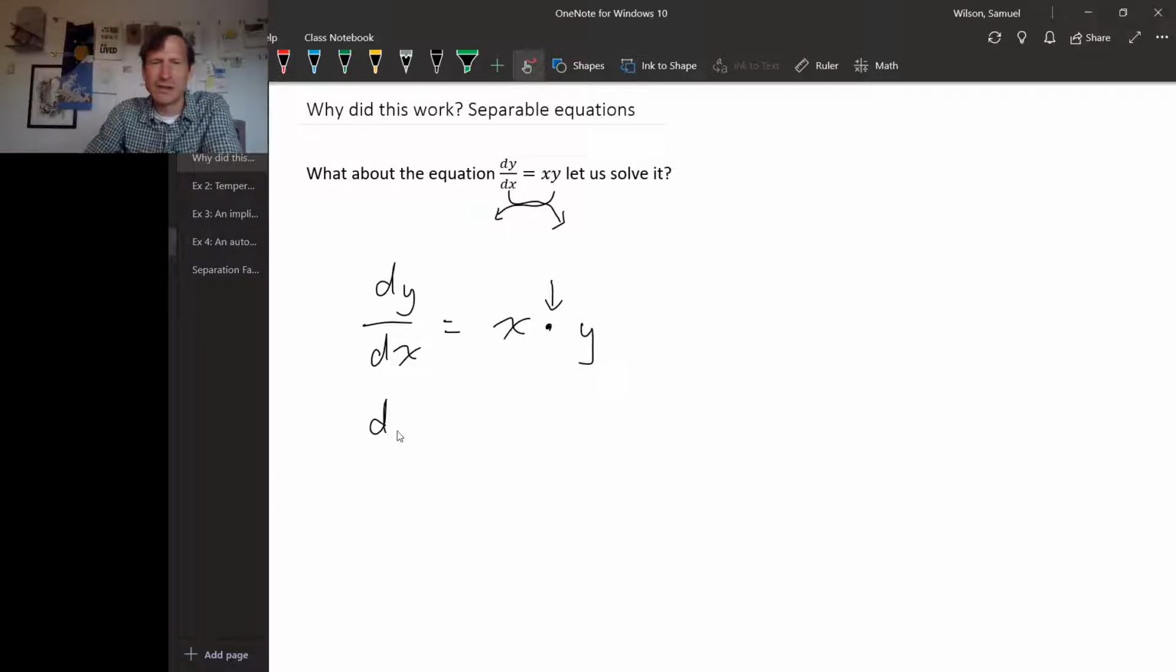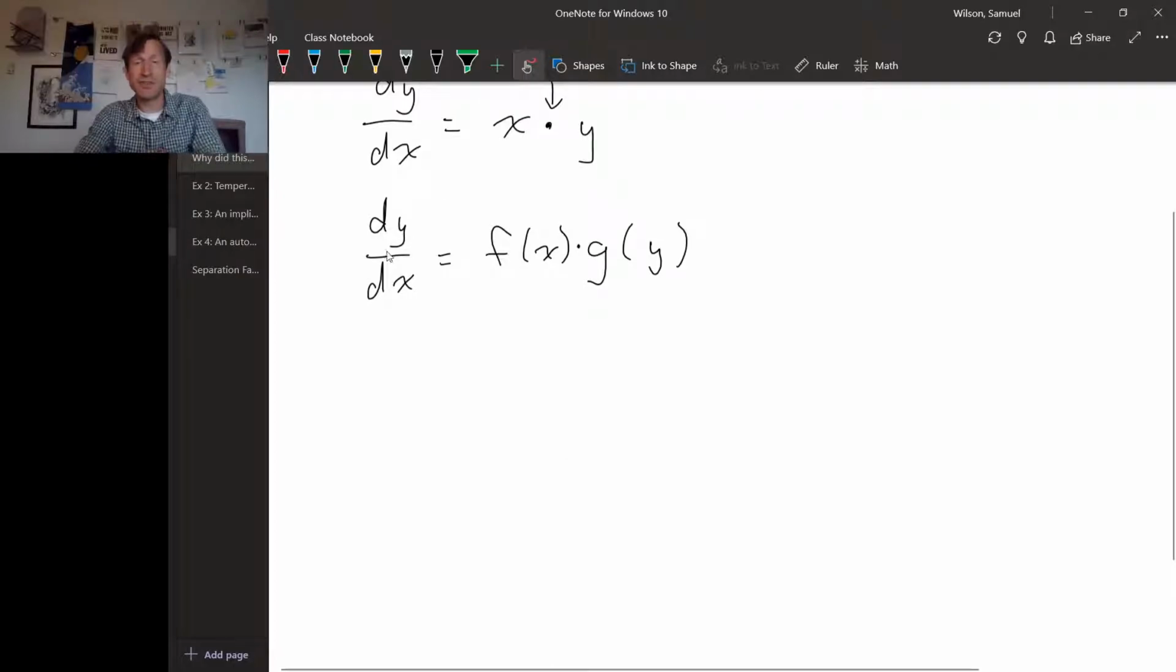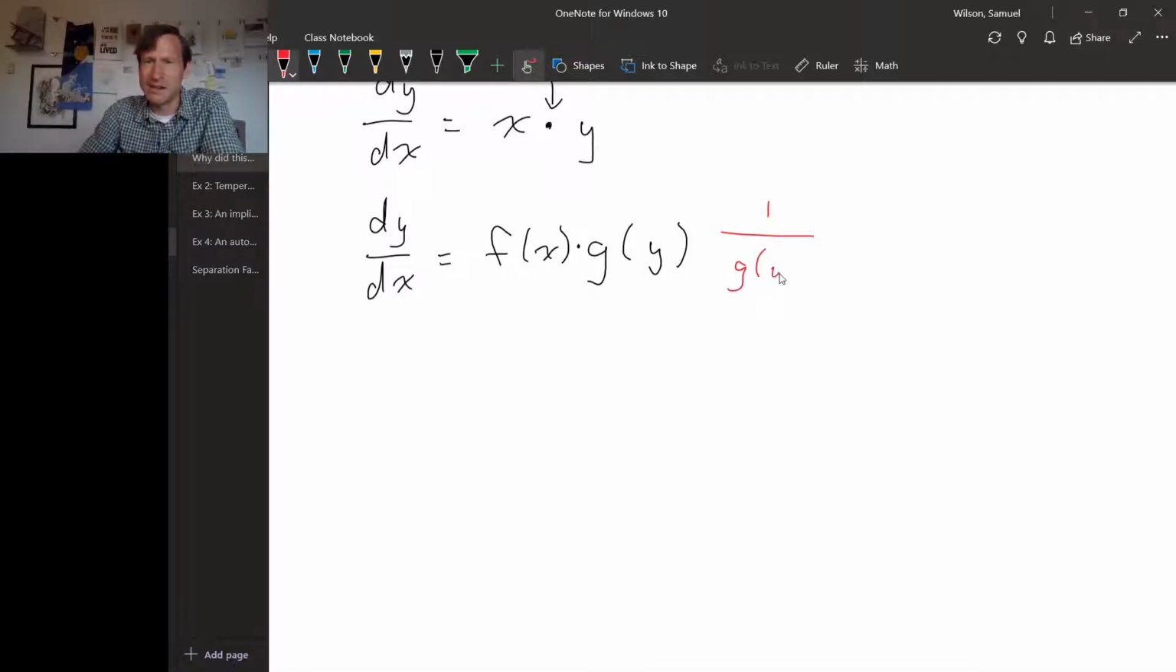So in general, for this trick of separating the variables to work, we need the right-hand side of our equation to be a function of x times a function of y. And these functions can be anything as long as they're multiplied, right? If we have a differential equation like this, in principle, we should be able to use the same trick to solve this differential equation. So let's divide both sides by the function of y, like this.